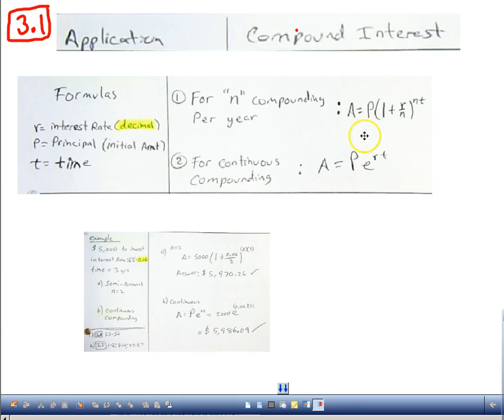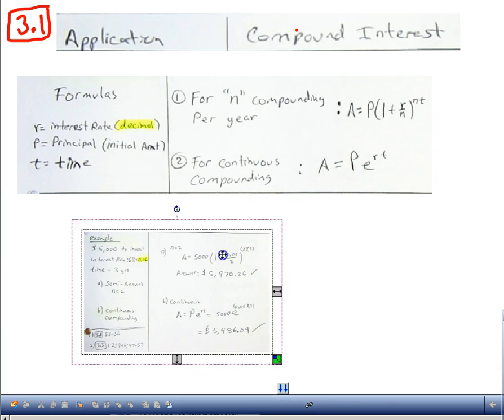All right, and the formula changes. It's A is equal to P times e^(rt). And I've defined the variables over here on the left side. r is the interest rate, and to do calculations with the interest rate, we need it to be in decimal form. All right, P is the principal or the initial amount that's invested, and then t is the time. So let me show you a couple of examples.